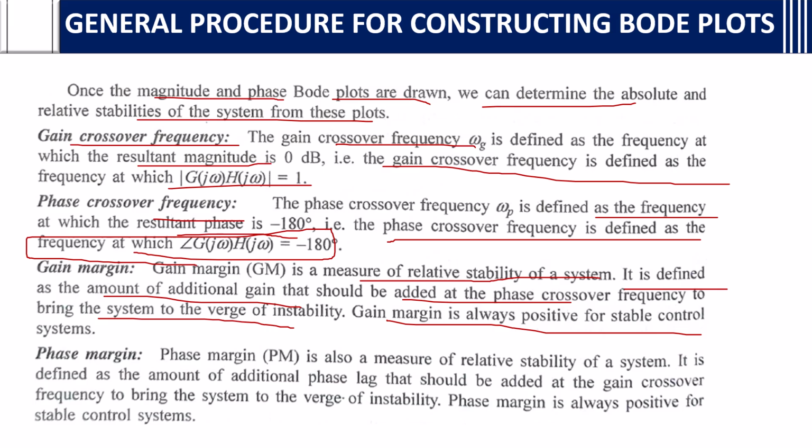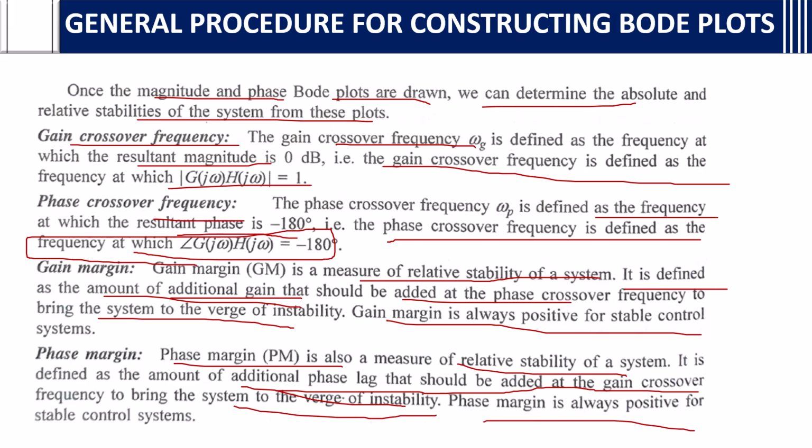Then phase margin. Phase margin is also a measure of relative stability. It is defined as the amount of additional phase lag. Here it is additional gain, and here it is additional phase lag, that should be added at the gain crossover frequency to bring the system to the verge of instability. Phase margin is always positive for a stable control system.